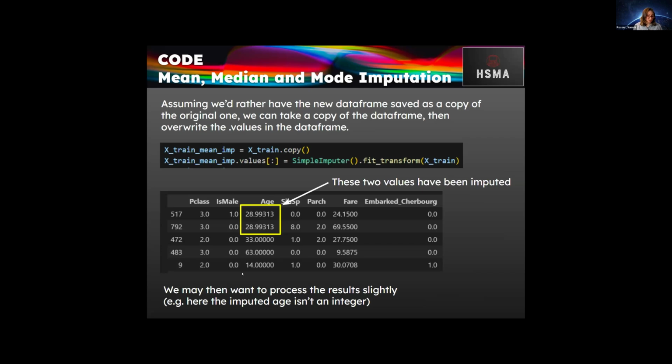So we may want to further process this. For example, here the age is 28.99313. That's not really an age that's similar to the rest of our data, so maybe we want to round it.